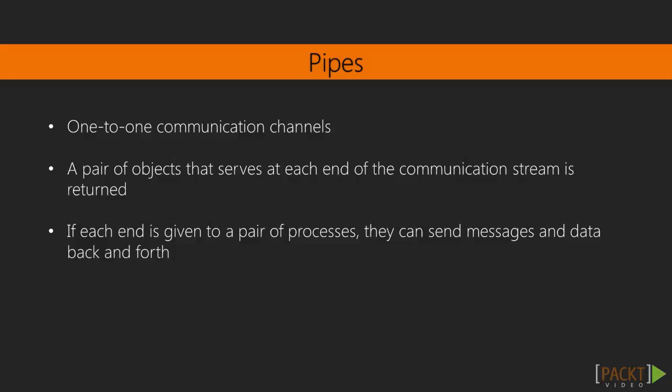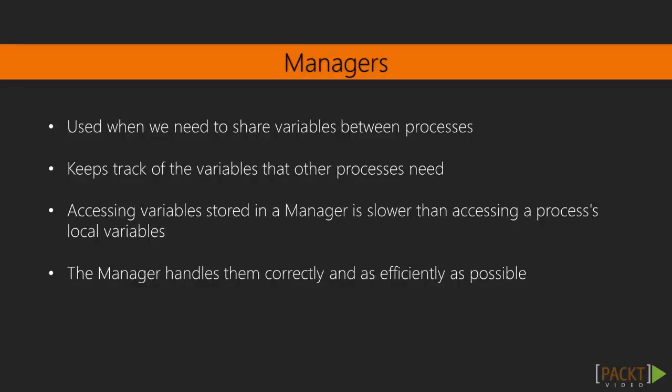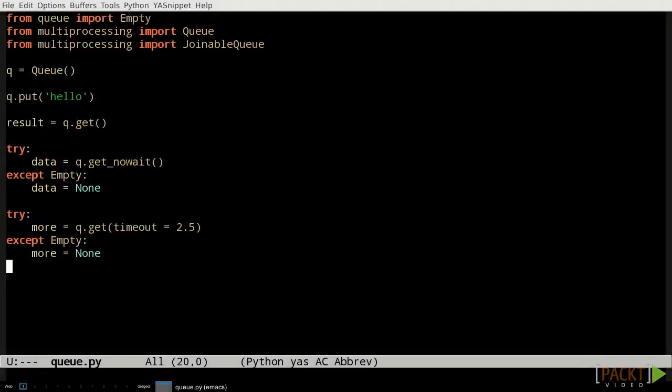If we find we need to share some variables between several processes, though, we can do it using a manager object. A manager represents a special process with only one task, keeping track of the variables the other processes need. Accessing variables stored in a manager is much slower than accessing a process's local variables, and it can lead to situations where processes trying to access variables at the same time slow each other down. On the other hand, if we actually need shared variables, at least the manager handles them correctly and as efficiently as possible. Okay, let's take a closer look at queue objects.